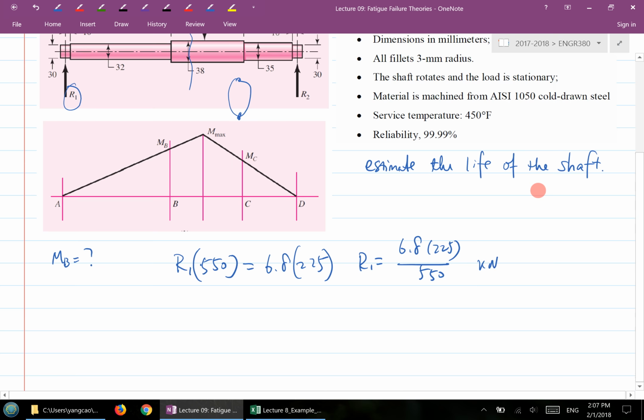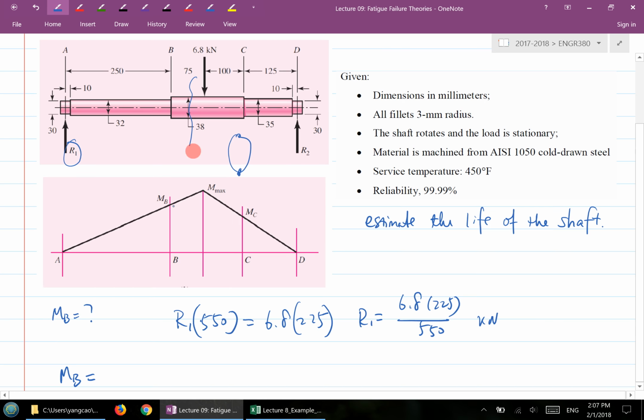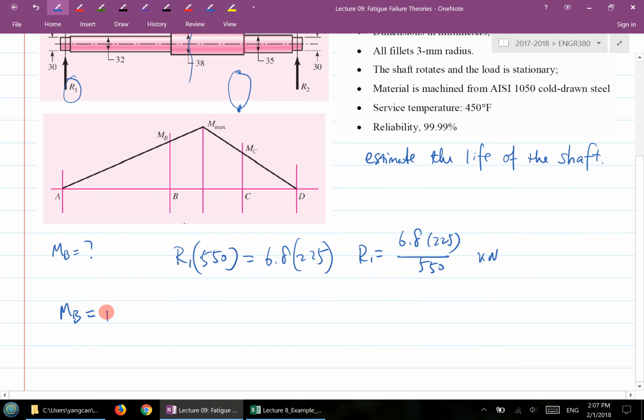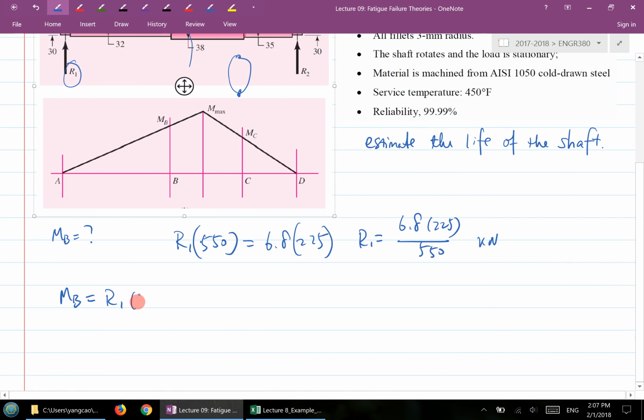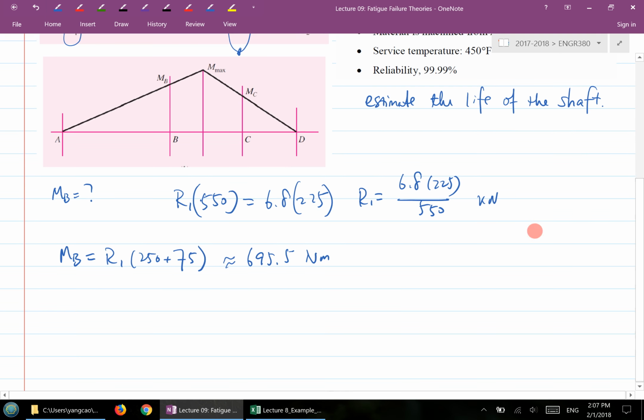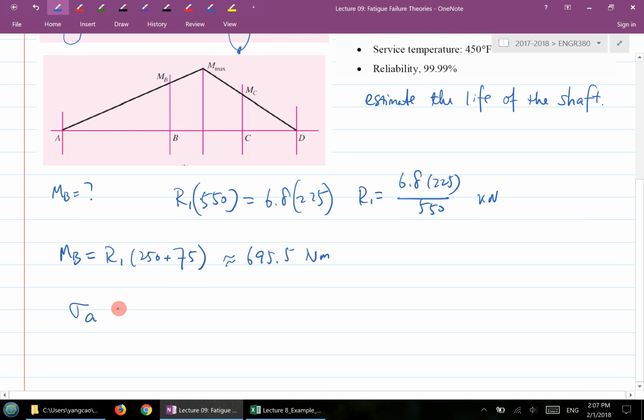Once you get R1, then your MB, the bending moment at this B location, is R1 times the distance, which is 250 plus 75. And that gives us this value times this one, approximately 695.5 newton meters. So this is your MB value here. Once we get the MB, then we can calculate the sigma A at this MB location.